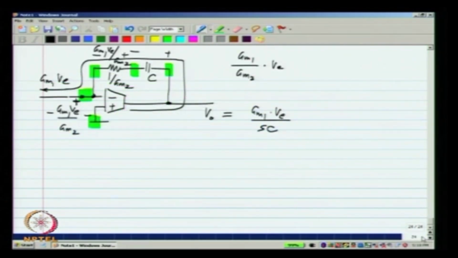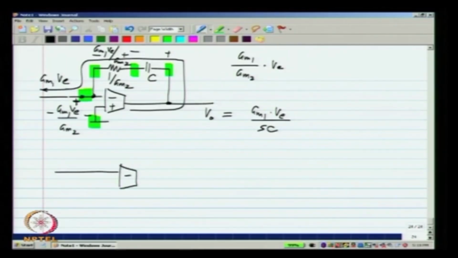This is fine. So, by placing a resistance in series with the capacitor, we can eliminate the right half plane 0, and the value of the resistance has to be 1 over Gm2. Okay. Now, if the value of the resistance changes from 1 over Gm2, you will get not an exact cancellation of the 0, but something else that we can also see.